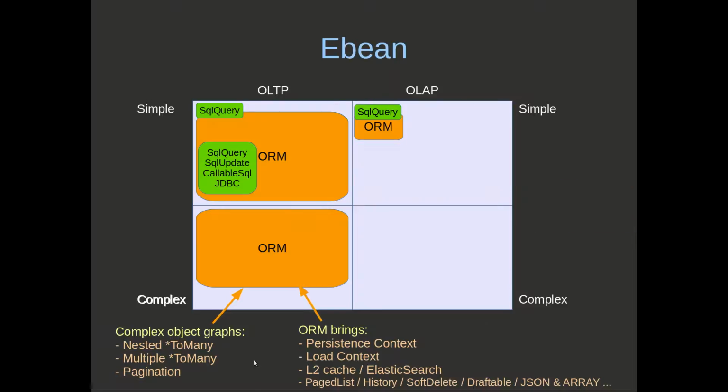What we have with Ebean is Ebean has an OLTP focus. So it's the main function for Ebean is to deal with OLTP issues and problems. Developing OLTP solutions, really.